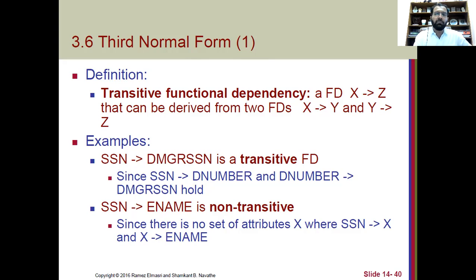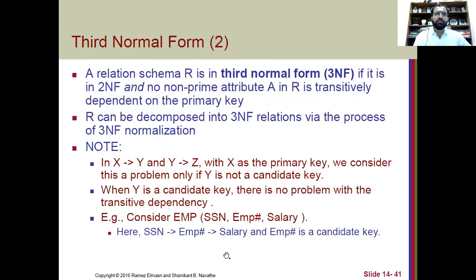So the third normal form actually applies to those relations wherever we have transitive functional dependencies, and we have to eliminate those dependencies. So SSN implies ename. This is not transitive because we can determine the ename directly from SSN, but here we cannot determine this directly. So that has an indirect relationship. Therefore, we call it transitive dependency.